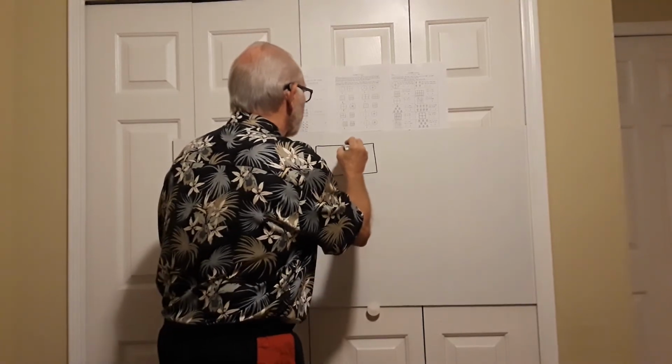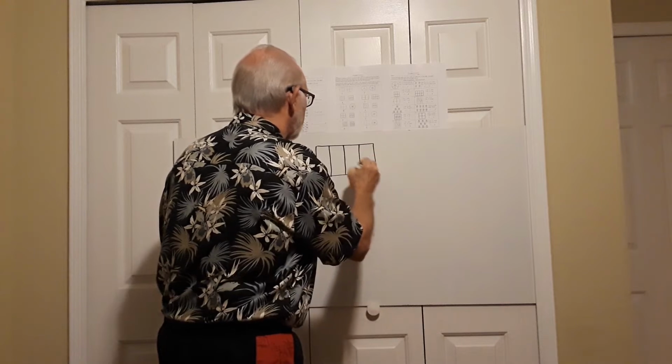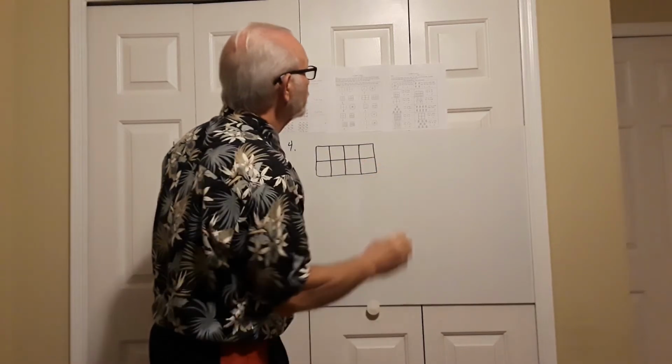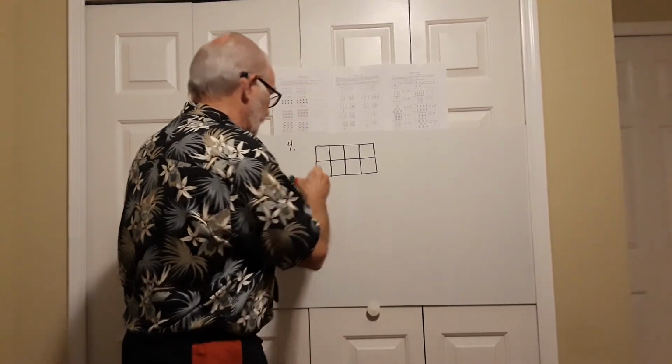I got to divide this into 4, and then I have to draw a line through it. Now the 2 fractions that I have is 1/4, and I'm supposed to do that in blue.